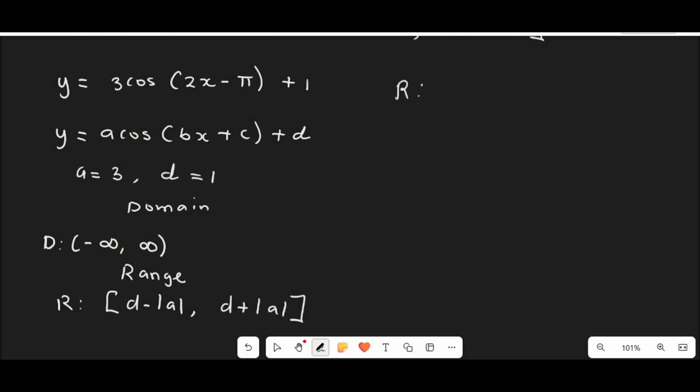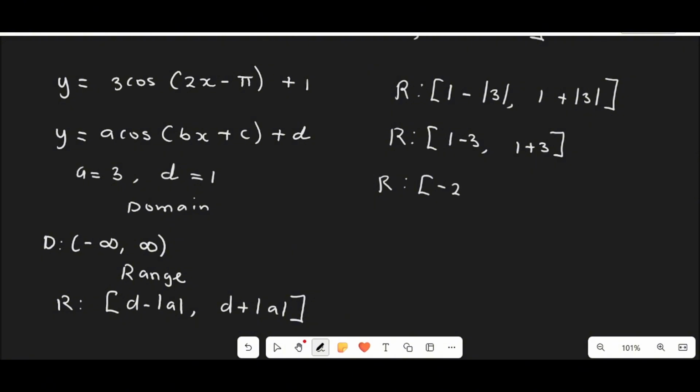Our range is, let us substitute the value of d and A. We are going to have [1 minus absolute 3, 1 plus absolute 3]. So our range is [1 minus 3, 1 plus 3]. So if you simplify, we are going to have [-2, 4]. That is our range.